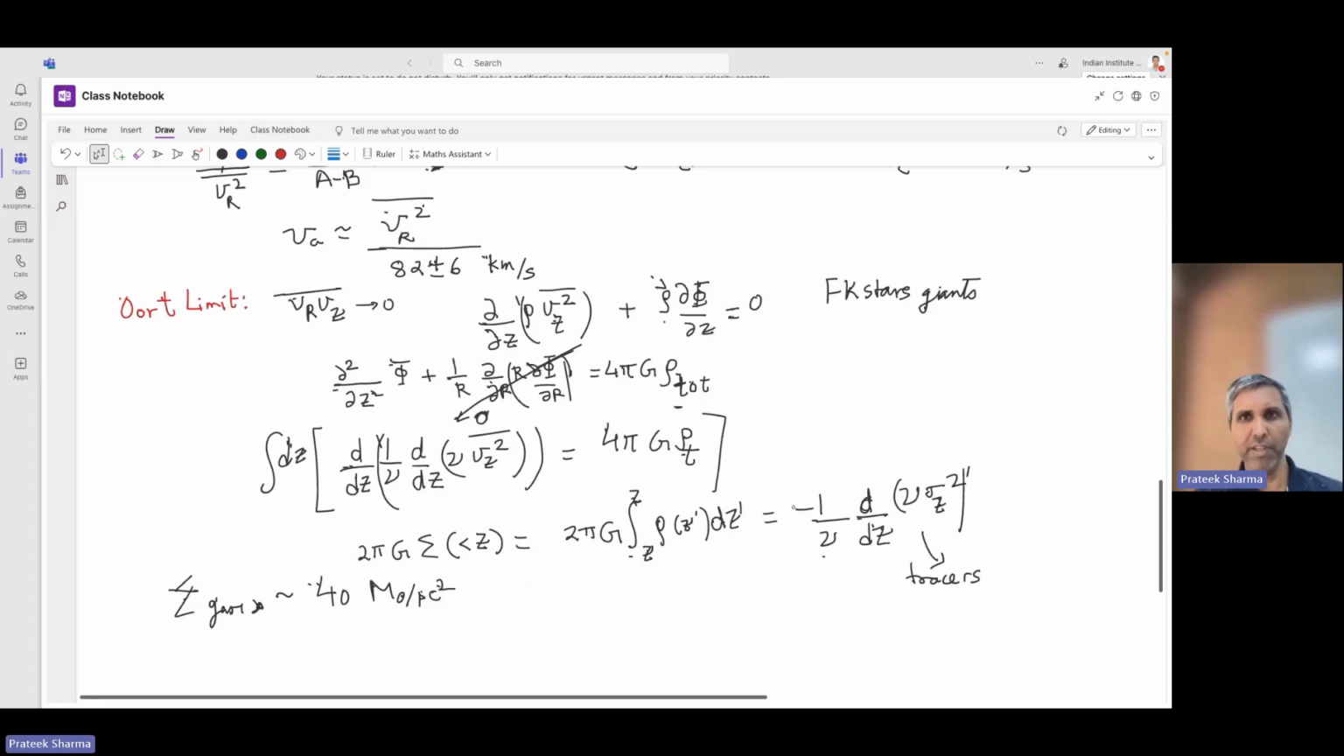And from this equation, he got a value of sigma of about 90 solar mass per parsec square. The 40 is whatever he could get out there from all stars, from all gas. But from this dynamical modeling, by using these tracer stars, he got a value which is more than double. So he said that there is something invisible which is contributing to the mass, and we cannot account for it.